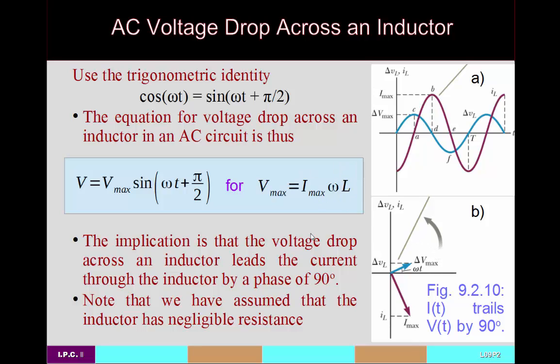So what this means is that the voltage drop across an inductor actually leads the current through the inductor by a phase of 90 degrees. In the capacitor, the voltage drop was trailing the current through the capacitor by a phase of 90 degrees. In the inductor, it's now leading by 90 degrees. So here's the phasor diagram that shows that. Remember, everything rotates counterclockwise. So here's the current, here's the voltage. And this is basically 90 degrees counterclockwise. The voltage is 90 degrees counterclockwise from the current. That means it's leading the current by 90 degrees. We're assuming here one thing, which is that we have negligible resistance in the inductor. It gets a little more complex if we add some resistance, as we'll see shortly.